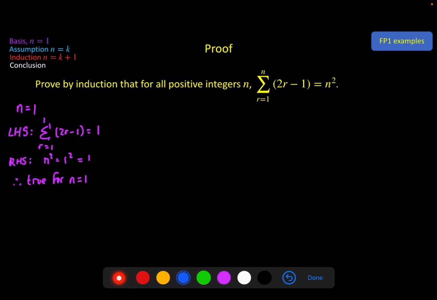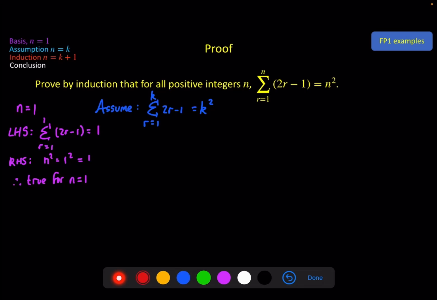So I'm going to assume, and the thing I'm going to assume is this general statement I'm trying to prove where n is equal to k. So I'm going to assume that the sum from r equals 1 to k of 2r minus 1 is equal to k squared. And I'm going to use that in my proof.